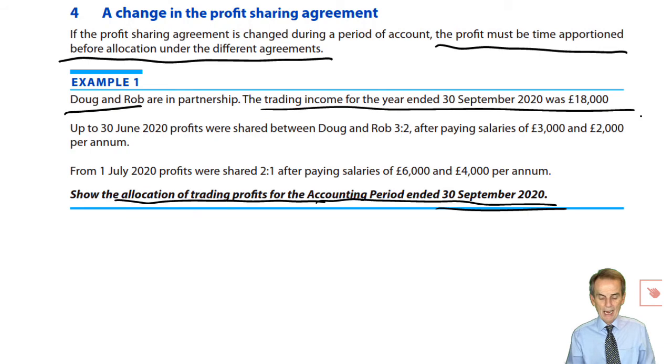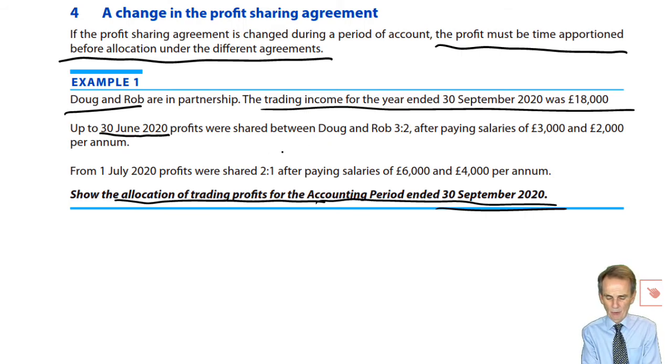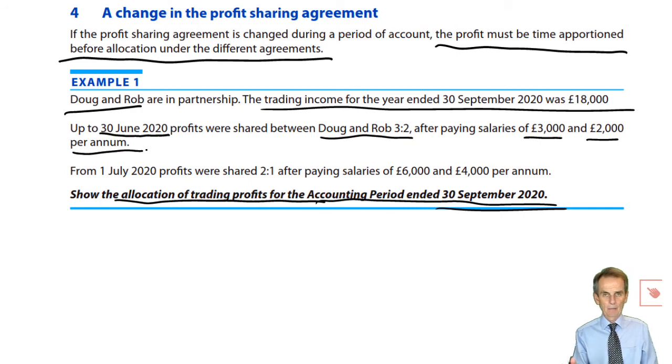£18,000. What has happened, of course, is that only up to the 30th of June 2020 were profits shared on, shall we call it the old agreement, which was simple, shared between Doug and Rob on a basis of 3 to 2 apportionment, profit sharing ratio of 3 to 2, after, of course, having paid salaries of £3,000 and £2,000 per annum. Remember, we'll credit any salary figures, any interest on capital, firstly to the partners, before dividing any balance that exists in that profit sharing ratio.